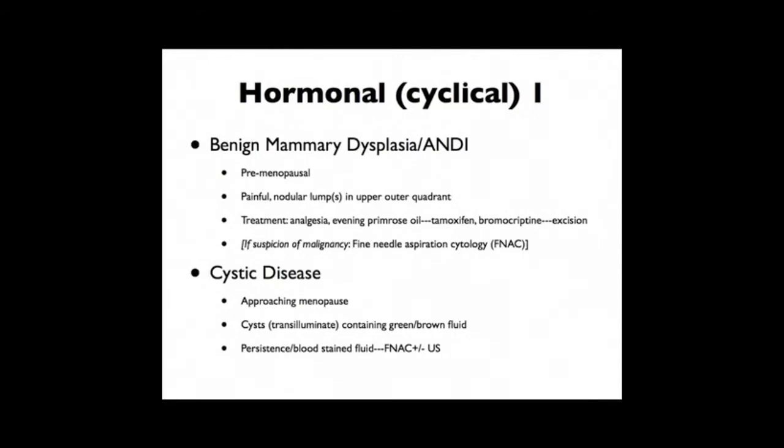The second hormonal disorder is cystic disease, and as the name says, it's cysts in the breast, more common in women approaching menopause, so 40 or 50 years old. On examination, you may find transillumination of the cysts, and with aspiration, they may have green or brown fluid. If there is any blood or it persists, then you may need fine needle aspiration cytology and ultrasound. That's important because you don't want to miss malignancy, especially in that age group.